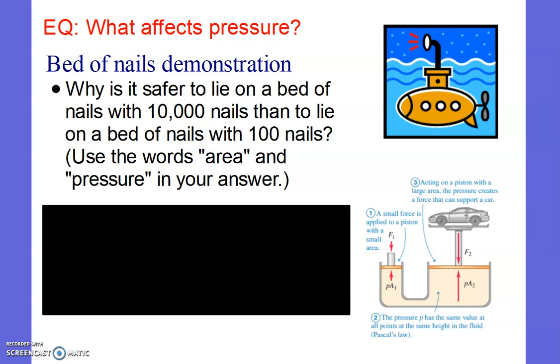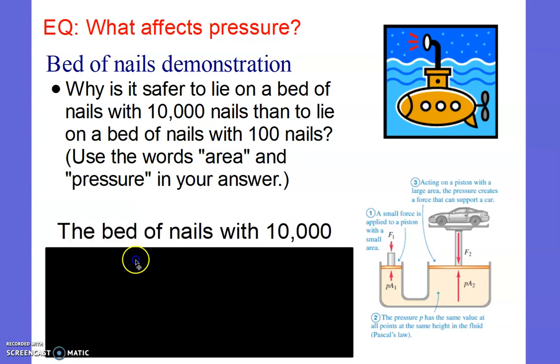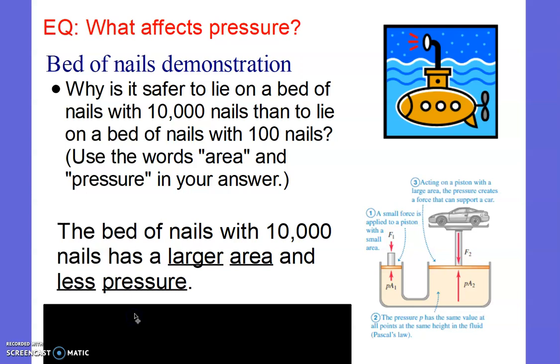Okay, hopefully you've written down an answer. What you should have written down is something similar to this here. The bed of nails with 10,000 nails has a larger area and therefore has less pressure. If you think of it this way, if you were to lay on one nail, that one nail would have to support your entire body weight, which is a lot of pressure. But if you laid on two nails, that means that every nail would only have to support half your weight. And so because there's twice the area, twice the nails, each one only has to support half as much force, half as much as your weight.